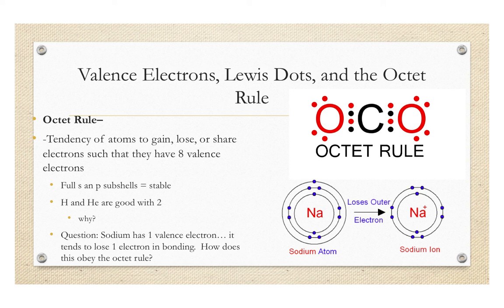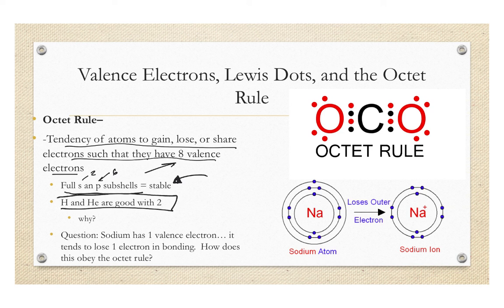The octet rule is simply when atoms bond, they have a tendency to gain, lose, or share electrons such that they have 8 valence electrons. In other words, as we've discussed with electron configuration before, having a full subshell is a stable situation. So having full s and p subshells would give us a stable situation. S's have 2, p's have 6, add those together, and you end up with 8 valence electrons.